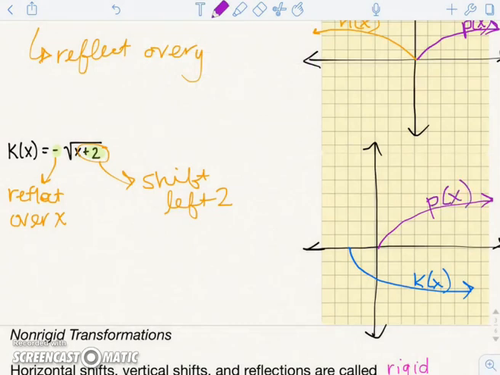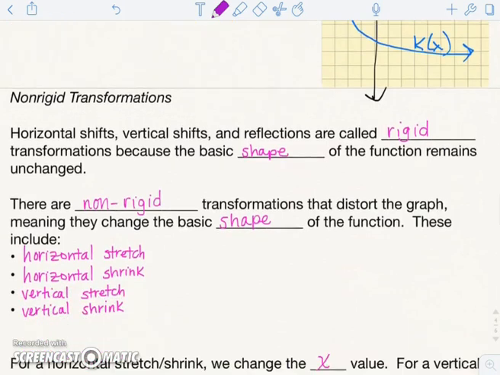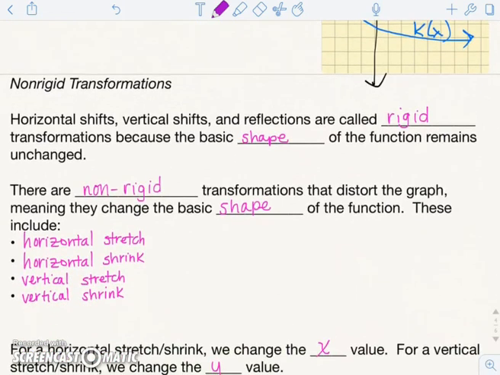So notice the shape is still the same, the general shape. I haven't changed the shape. I just moved the graph around. I shifted it left, right, or reflected it. The next type of transformation we're getting into are called non-rigid transformations. So horizontal shifts, vertical shifts, and reflections are all called rigid transformations because the basic shape does not change. However, there are non-rigid transformations, meaning the shape of the graph gets a little distorted. So these include horizontal stretches, shrinks, vertical stretches and shrinks.